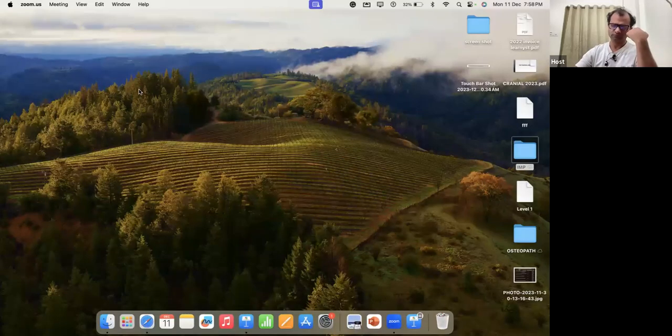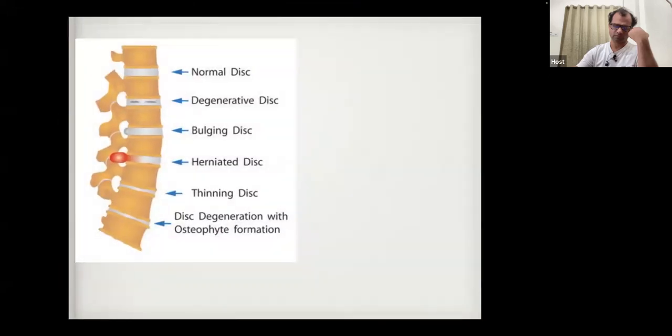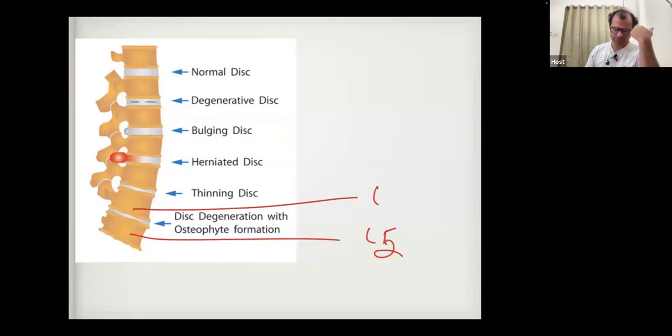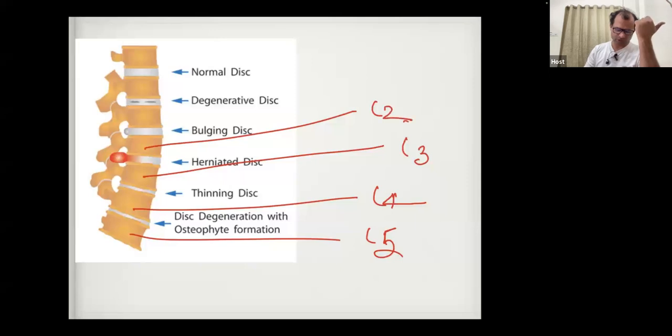So now we are going to do the treatment. One person is suffering with this condition. Let's see here. So this is lumbar 5, lumbar 4, lumbar 3, lumbar 2. Below the lumbar 2, we can see the disc, and this is the slip disc, herniated disc.